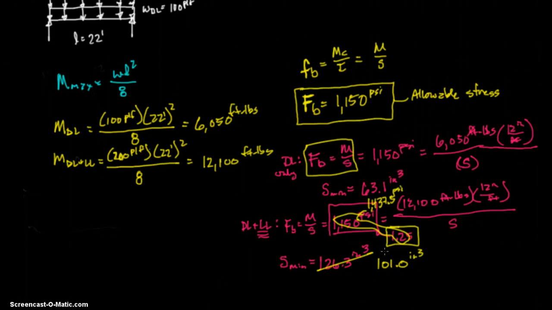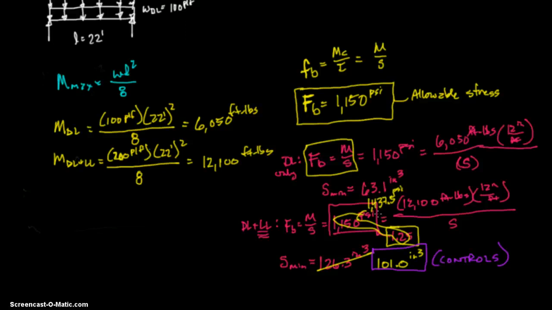And sometimes I'll do this. I'll box it, or you can just put a little controls. Since this required S-min is bigger than this S-min, this one is larger, and it will control, saying, hey, this S-min is greater, so we need to have greater than 101.0. So let's go to the other table, switch back, section properties of standard dressed sawn lumber.